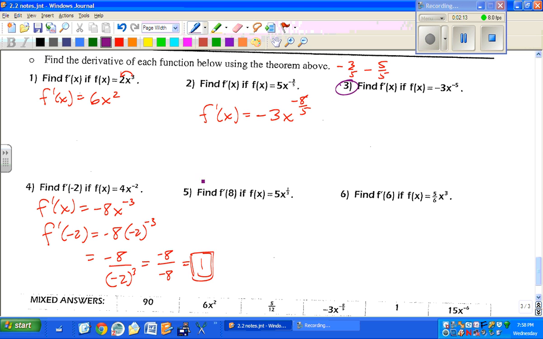Alright, take a little bit here to try problems 3, 5, and 6 on your own, and then we'll check our answers. Give you a little bit of time to finish.